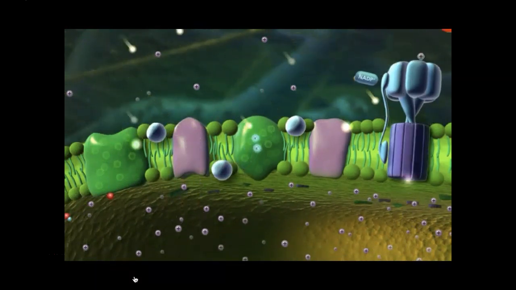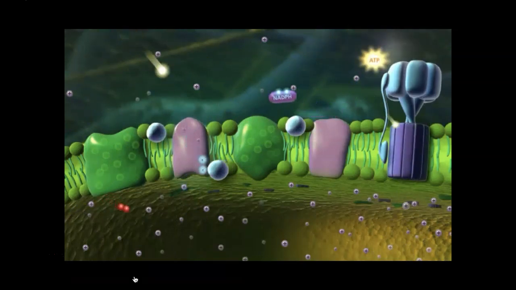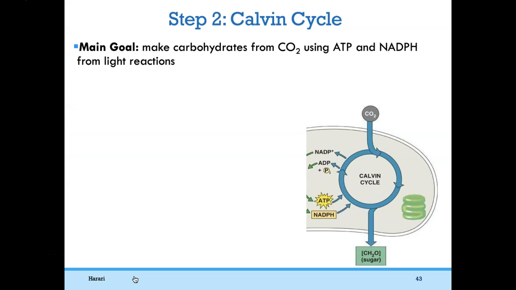Great. So I think now we are ready to move on to the Calvin cycle. So the Calvin cycle is also known as the carbon reactions. The main goal is to make carbohydrates from carbon dioxide using ATP and NADPH from the light reactions.